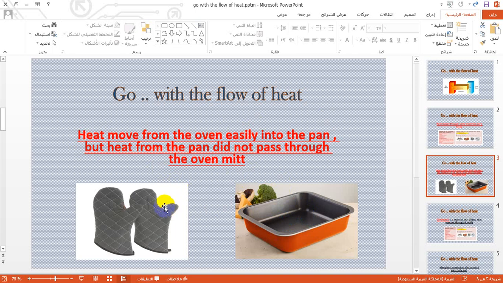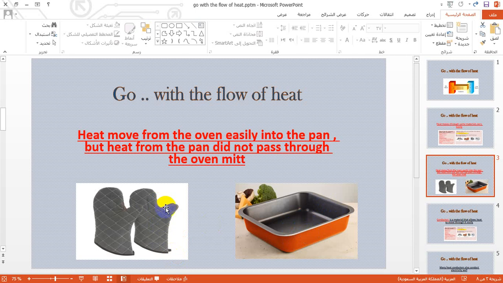Okay, heat moves from the oven easily into the pan, the pan where your mom makes kofta. But heat moving from the pan does not pass easily through the mitts, or mains. What does mains mean? These are the gloves that your mom uses for catching the pan, or the griddle, for example. This is a material that is not a conductor. We will learn why.